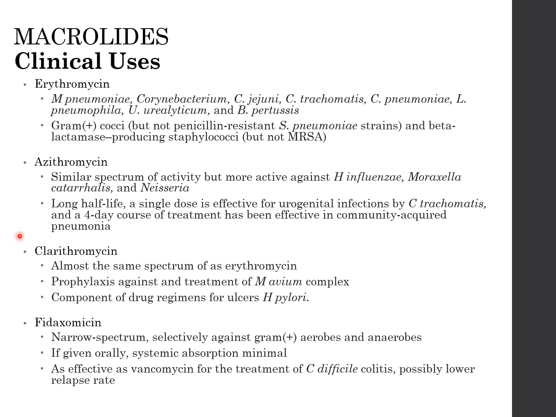We can also give a short course for treatment that's been effective in community-acquired pneumonia. They can also use a 3-day course. So 500 milligrams once a day for 4 or 5 days, or you can use it at 500 milligrams BID on day 1, then 500 milligrams OD for days 2 and 3.